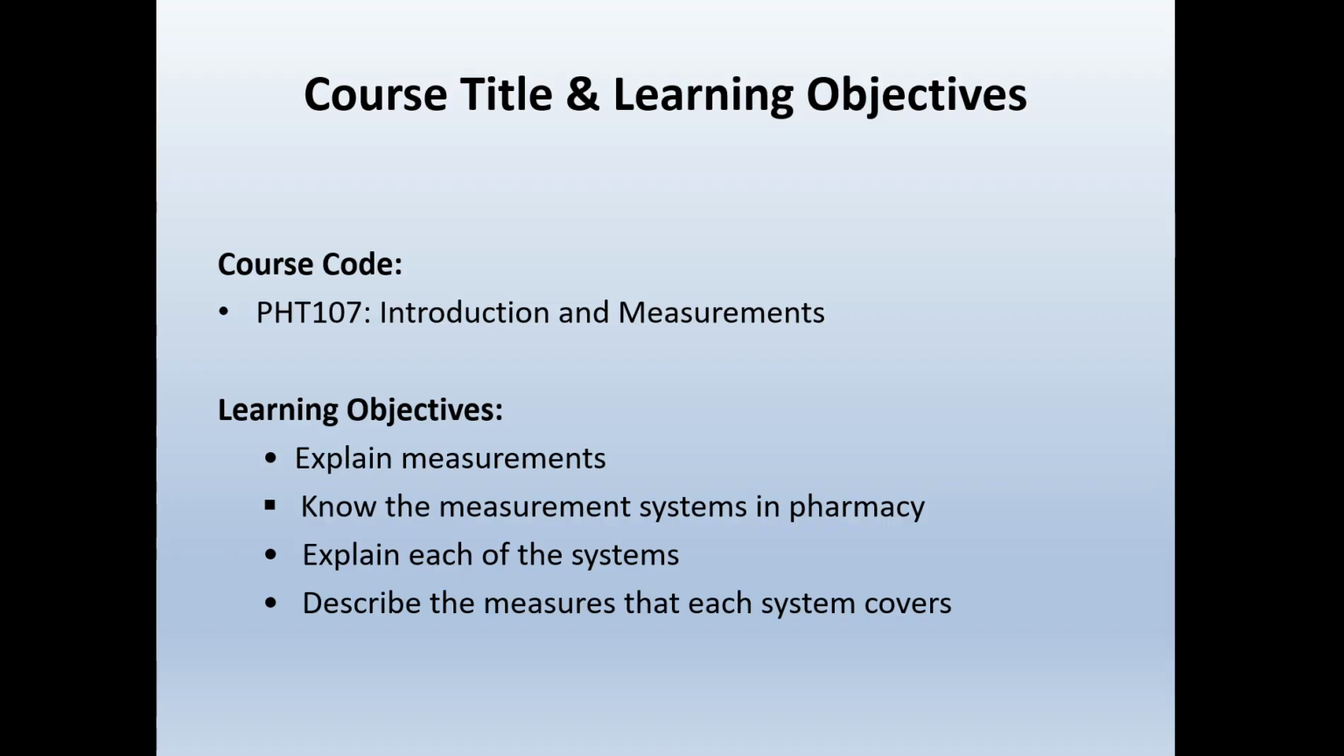Now, for this particular class, what are the objectives? What are the things we expected to have learned in this class? We should have been able to explain measurements. We should be able to know the measurement systems in pharmacy. We should explain each of the systems and describe the measures that the system covers. Right?